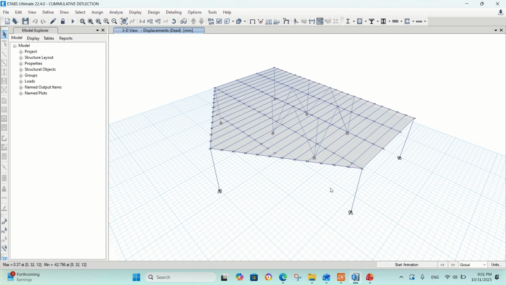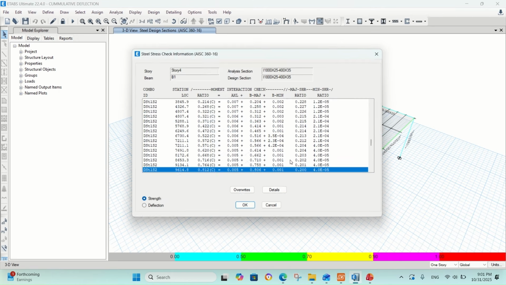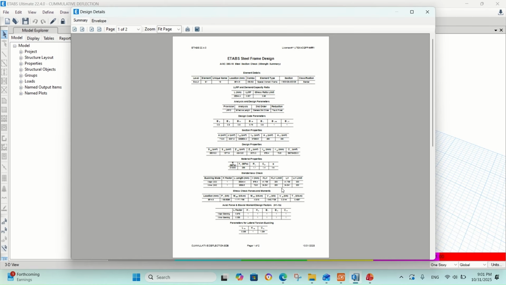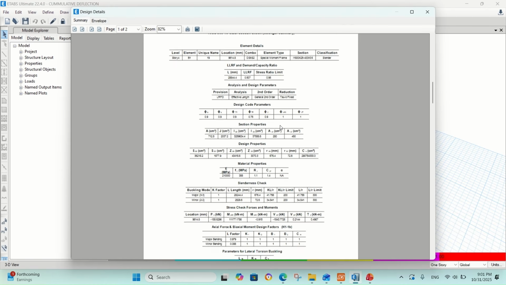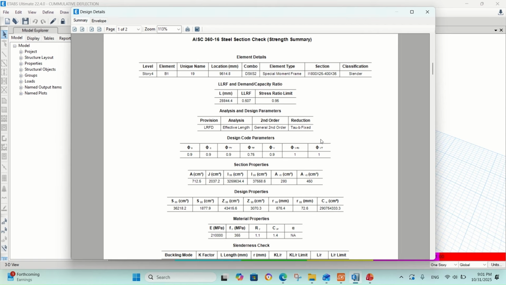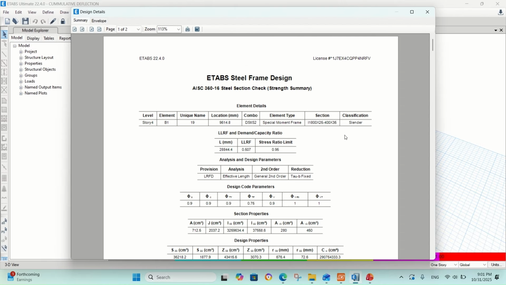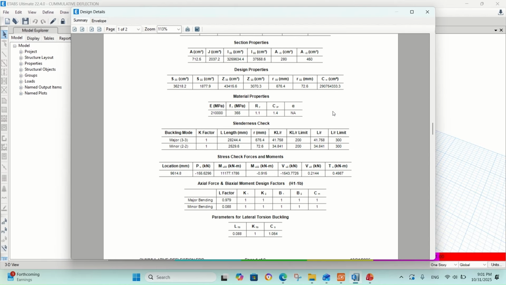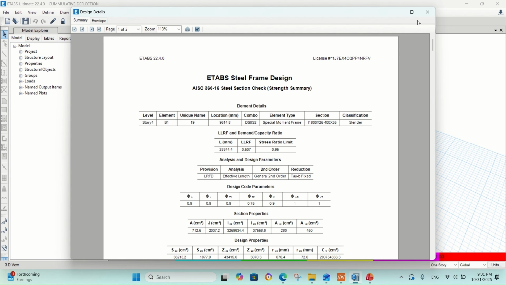So remember, this model will be used only for deflection. I run again, and here I can see that there's no reduction for the axial or the flexural stiffness during analysis.